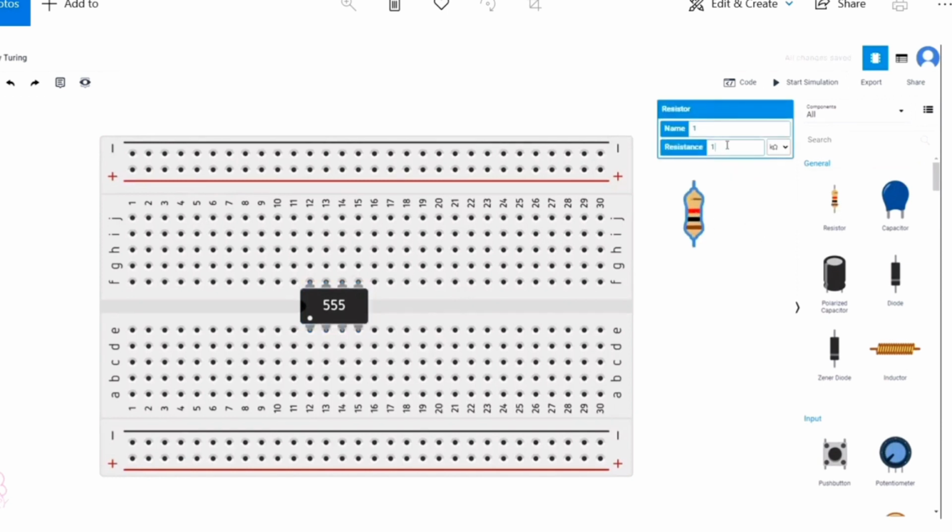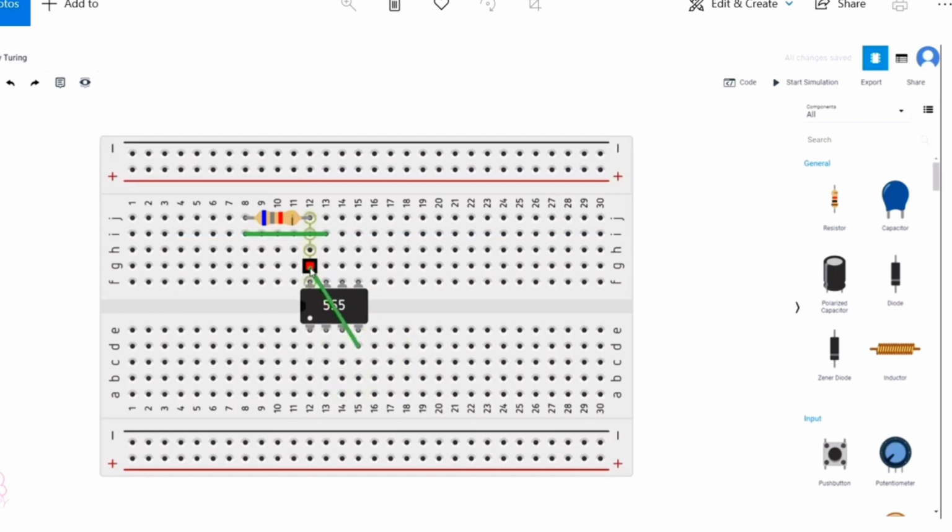Now take a resistor. See here, the resistor value 6.8 kilo ohm is already chosen. So rotate it and connect it to the 7th pin. Fine. So through a dummy wire we are connecting the 7th pin.